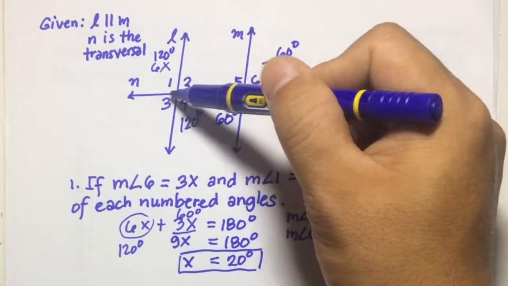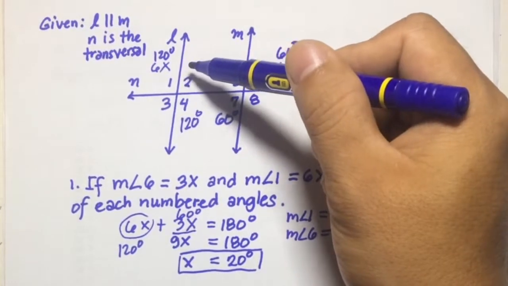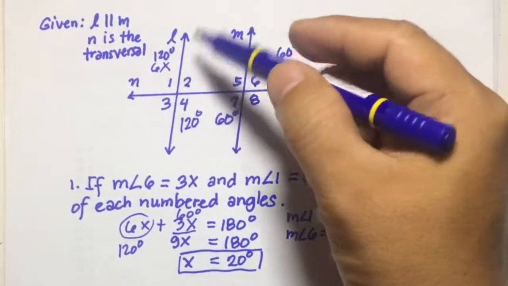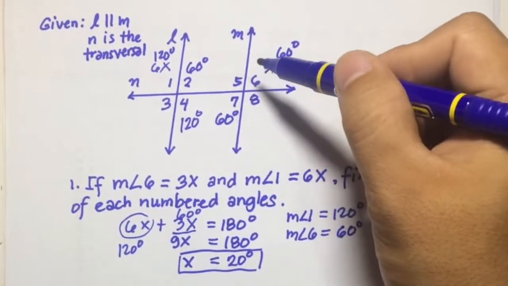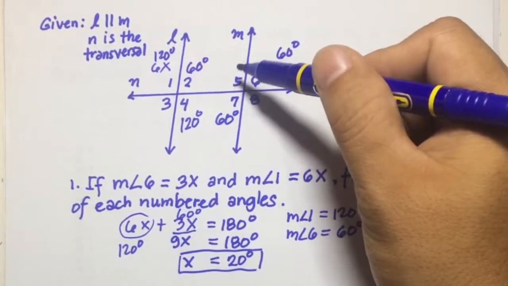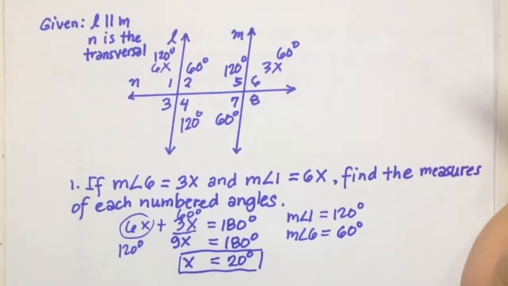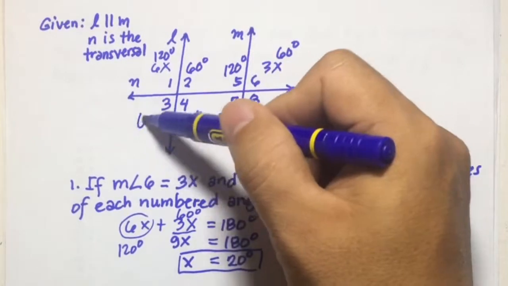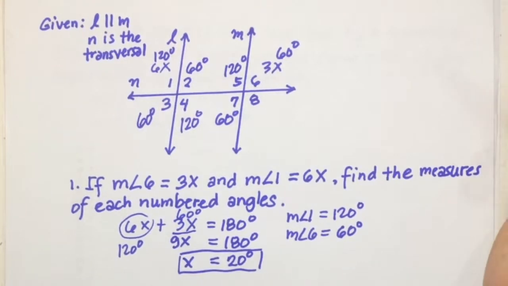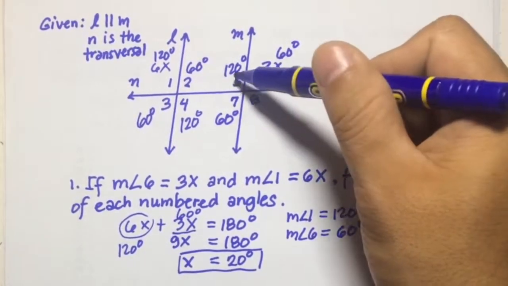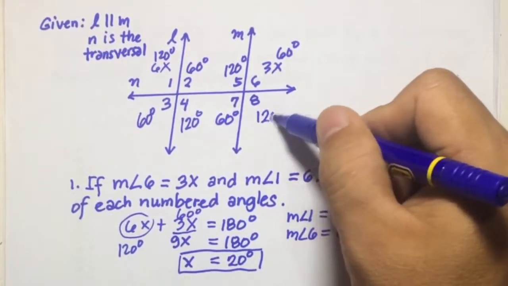Angle 1 and angle 2 form a linear pair, meaning the measure of angle 1 plus the measure of angle 2 is equal to 180 degrees. Angle 1 is 120, so angle 2 will be 60 degrees. And the same with the measure of angle 5. Angle 5 will be equal to 120 degrees. Then angle 3 here will be equal to 60 degrees because angle 2 and angle 3 are vertical angles, and vertical angles are congruent. Same with angle 5 and angle 8. These two are vertical angles, so angle 8 is also 120 degrees.